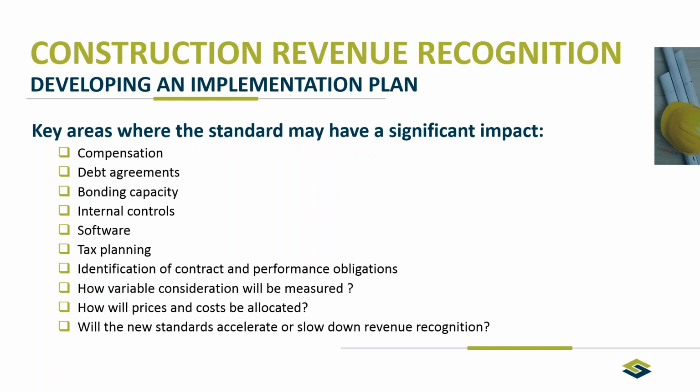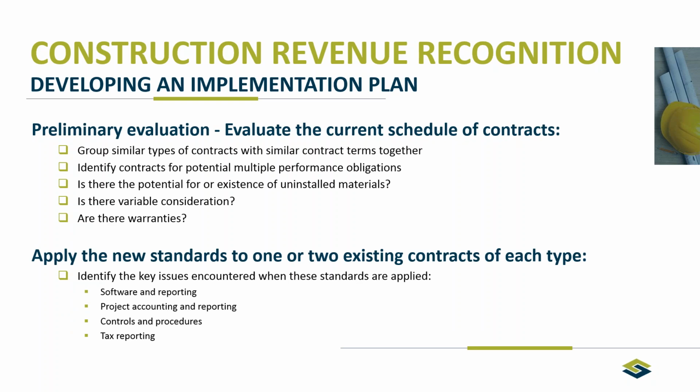Some of the key areas that likely will be impacted by this new standard include compensation, debt arrangements, bonding capacity, internal controls, software. We talked about that. Tax planning. I think we're going to have to be a little more proactive on that. Identification of contract and performance obligations. How variable consideration is going to be measured. How the prices and the costs are going to be allocated to these different performance obligations. And will these new standards actually accelerate revenue or slow it down?